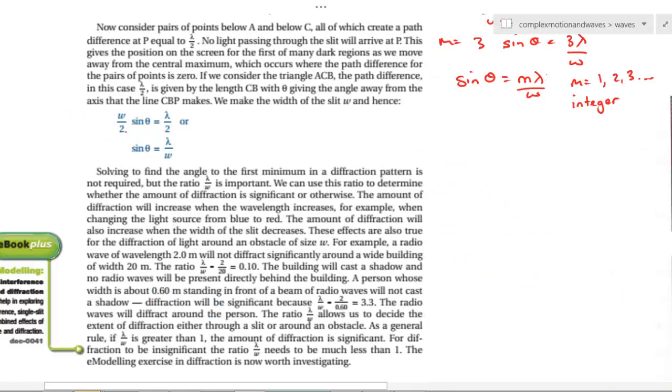In your textbook, it goes through a few things, but it doesn't go through that derivation. That derivation is important because you need it for the double slit as well. What I want to do is highlight two things. One, when the wavelength increases, i.e. from changing from a light source that's from blue to red, the amount of diffraction will also increase. So what does that mean? When the wavelength increases, the diffraction increases.